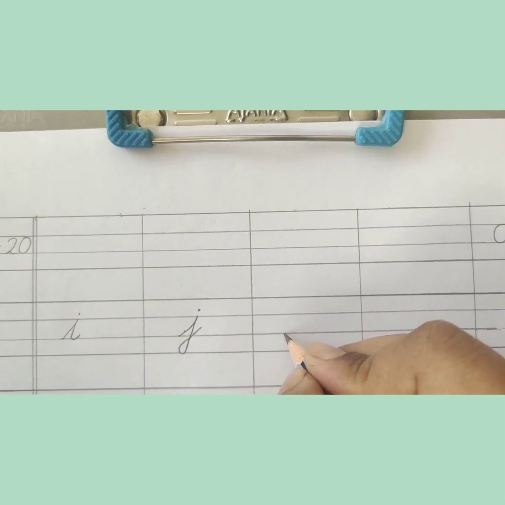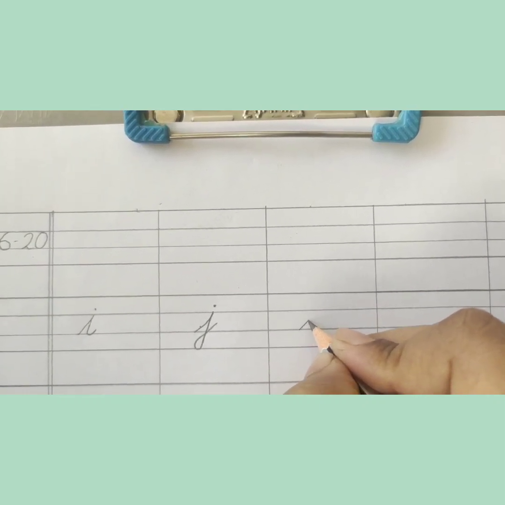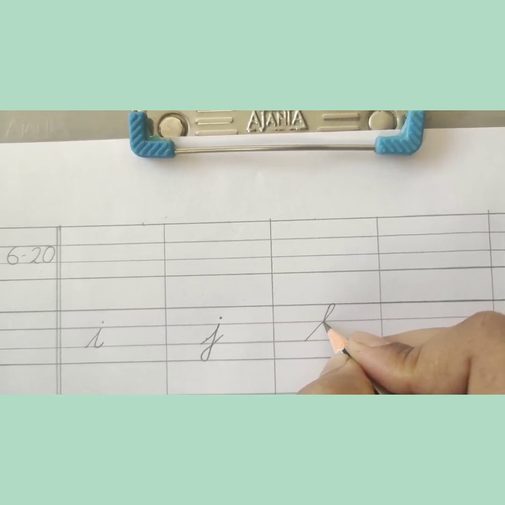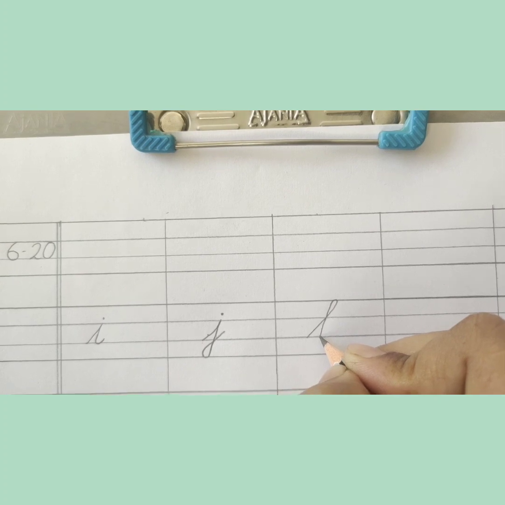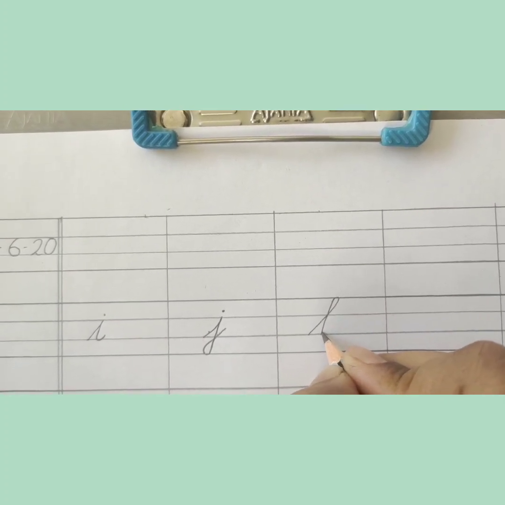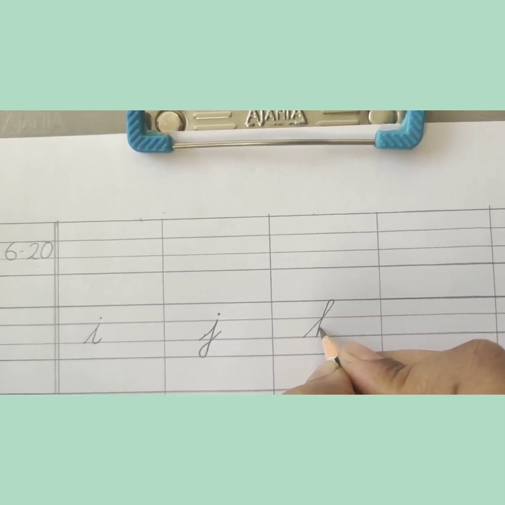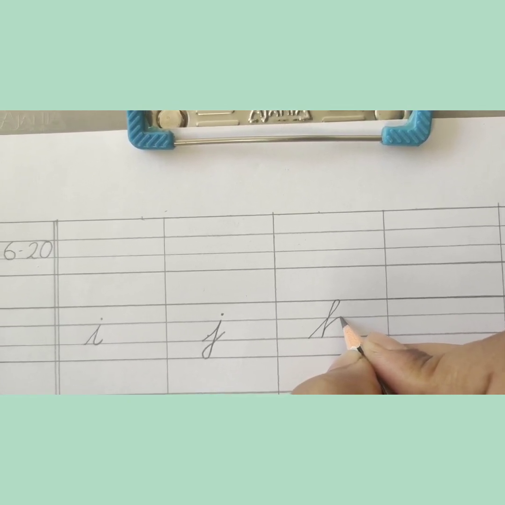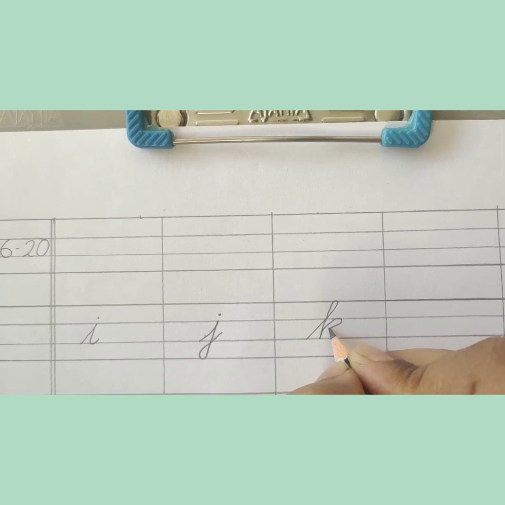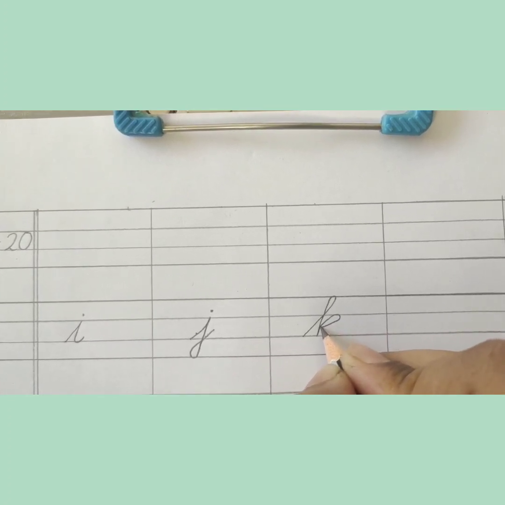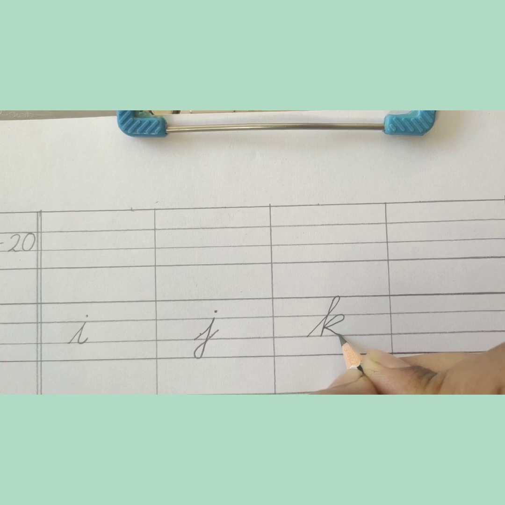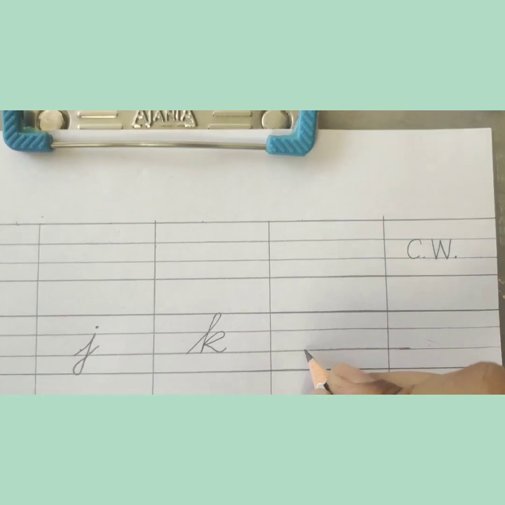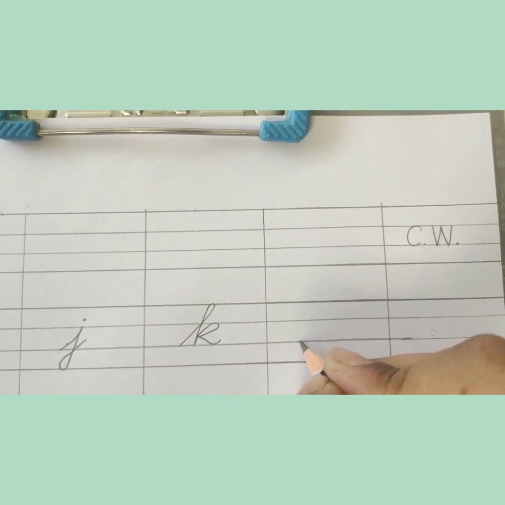The third letter is K. Make one slant line. This line will come down from the back side up to the 3rd line. This line will go up on the same line and from the half of the portion, this line will make a loop up to the 2nd line and this line will make a curve like this. Then we have K.